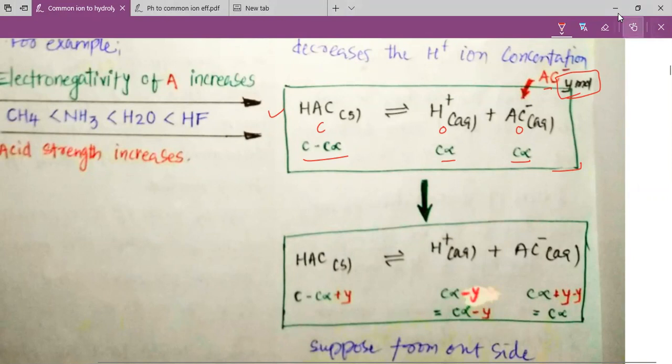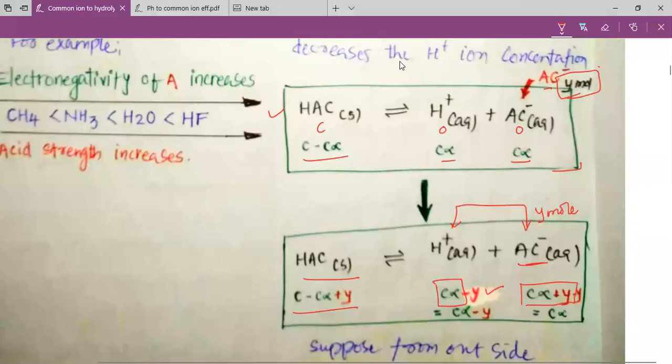So when you add these AC minus ions, what happens? You can see here that these Y moles of AC minus ions are first added to the AC minus ions. So total moles of AC minus ion become C alpha plus Y. Now these Y moles of AC minus ions, which were extra, actually react with H plus ions, and that is how they make the concentration of H plus ion C alpha minus Y. And thus the Y mole of H plus ions also reacts with the Y mole of AC minus ions and gives us the HAC back. Thus the concentration of HAC becomes C minus C alpha plus Y.